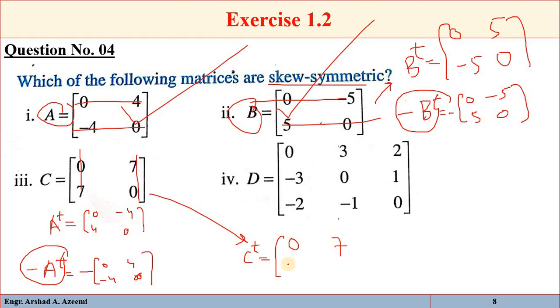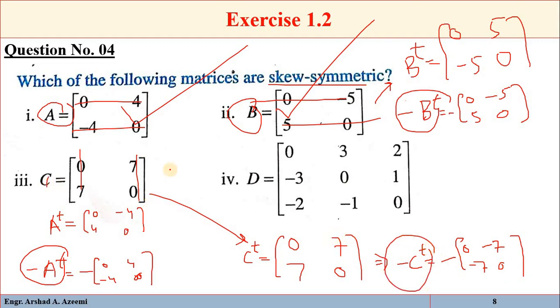Now for C, C transpose is equal to, convert this column into row, 0, 7, convert this column into row, 7, 0. Now take the negative of the transpose. If we take the negative, it will become 0, minus 7, minus 7, 0. So it means that C is not equal to the negative of its transpose, so this is not a skew-symmetric matrix.